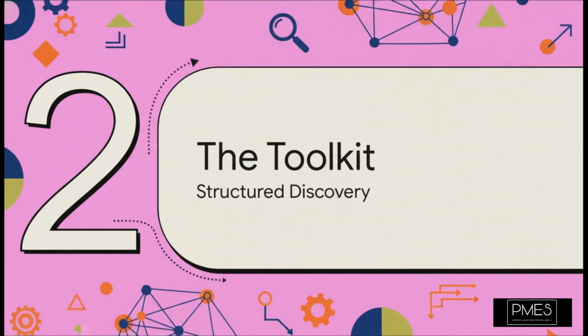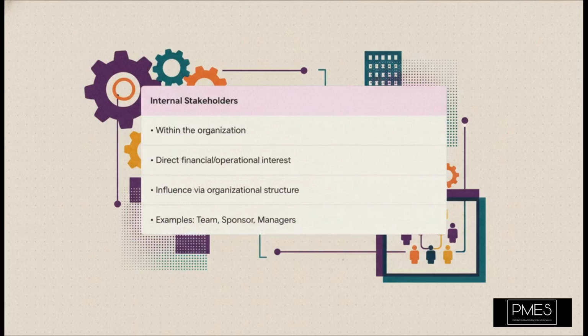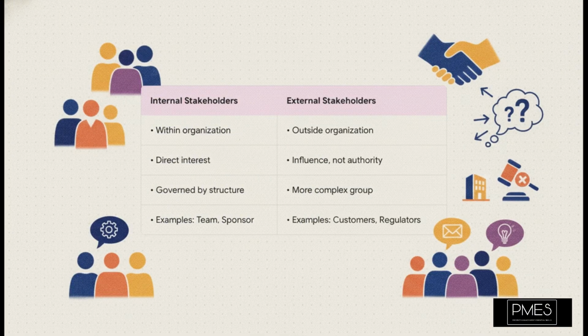Okay, so we've nailed down the why. Now let's get practical. Section 2 is all about the identification toolkit. We're moving on to the how, the actual structured methods you can use to find all these people. So the first way we slice this up is really simple but super powerful. Internal versus external. Let's start with internal. These are the folks inside your company's walls, right? Your team, your sponsor, other managers. You usually have some kind of formal relationship with them, all based on the org chart and how your company is structured. And then, of course, you have the other side of that coin, external stakeholders.